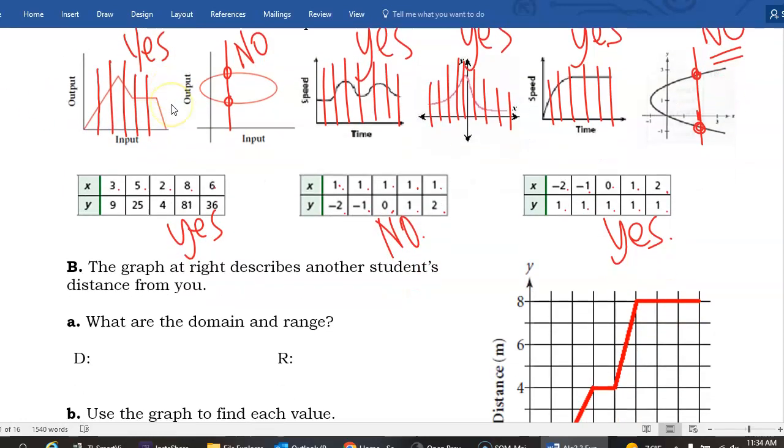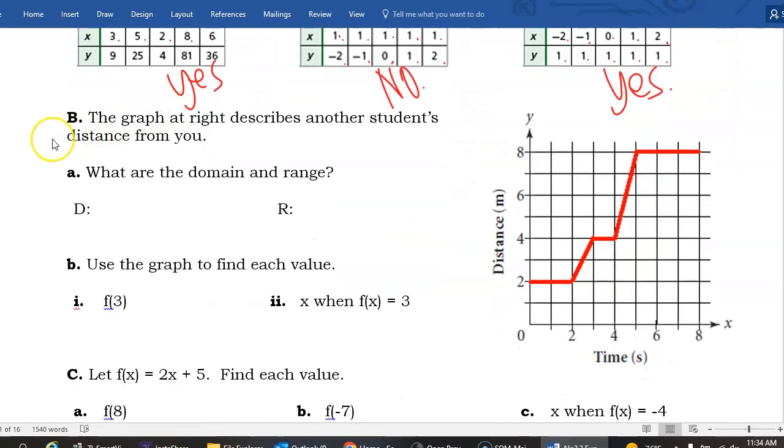Okay, next example, letter B. The graph describes another student's distance from you. What are the domain and the range? So on this graph, we see what is the lowest input value to what is the highest input value. That's going to be our domain. So this graph starts at 0 seconds and goes all the way up to 8 seconds. Our domain, the lowest is 0, the highest is 8, right? It starts here and then travels all the way up until we reach 8 here.